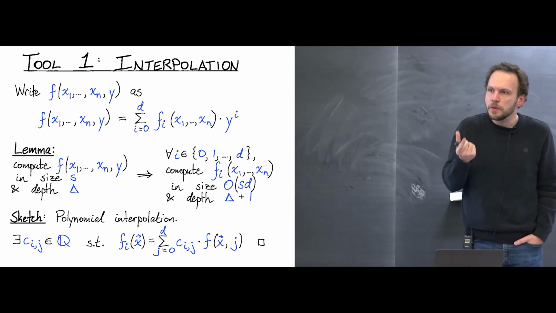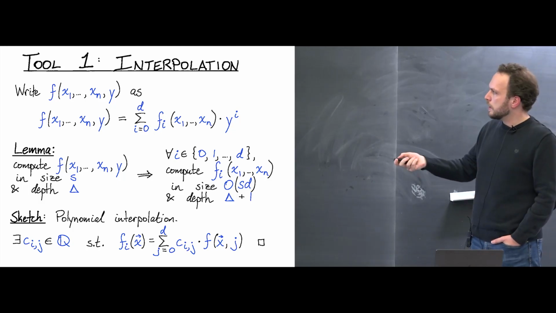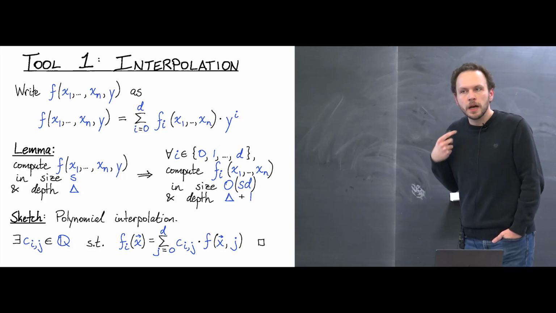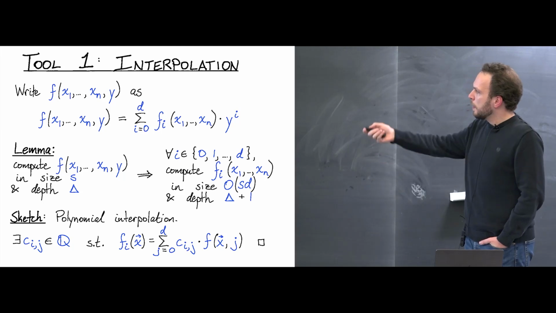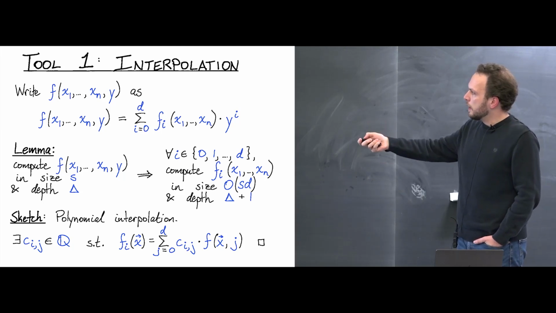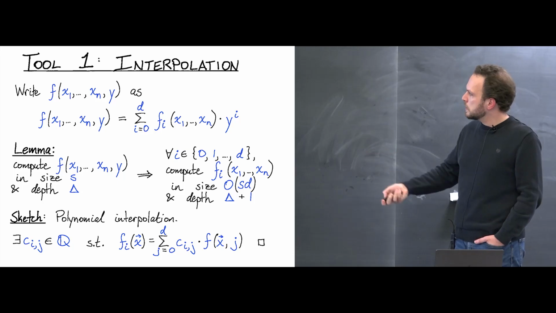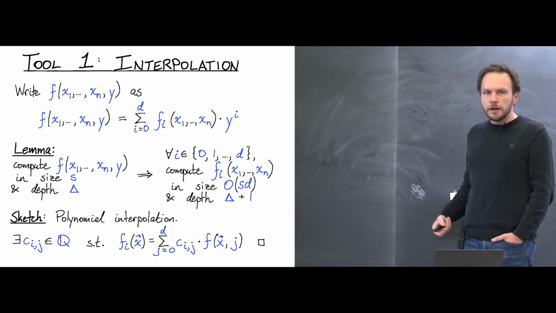So suppose you could compute f in size s and depth delta. So you should think of this as small size and low depth. Well, it turns out you can get comparable bounds on the complexity of these coefficients. So for example, you can compute each f_i in size, say, s times d, where d is the degree here, and depth delta plus 1. So if you started with a small low-depth circuit, you end up with a comparably small and low-depth circuit to compute all these coefficients. And how do you do this?